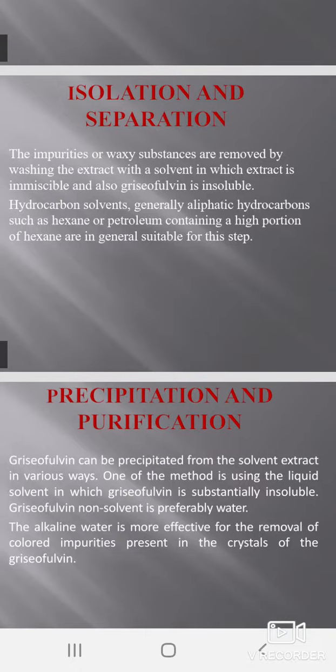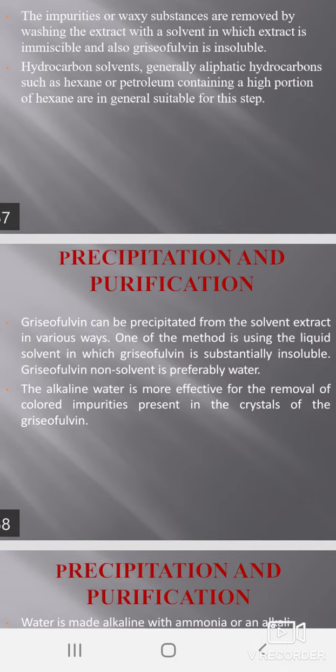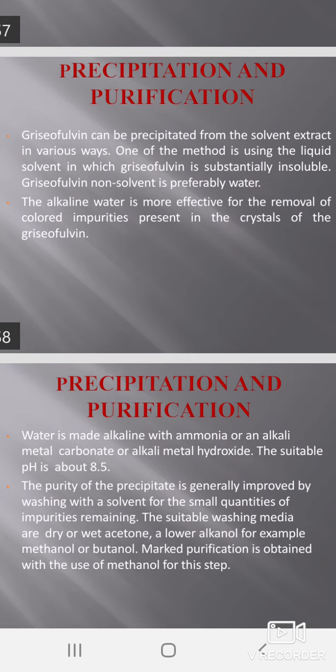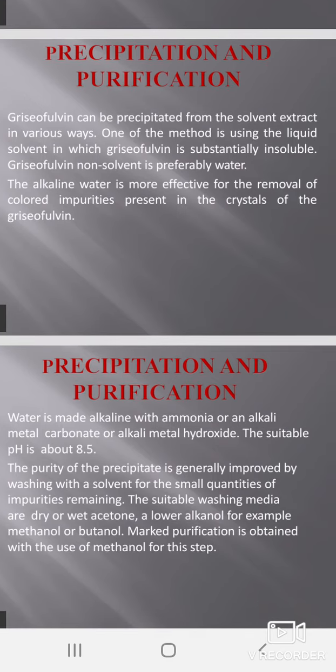Griseofulvin can be precipitated from the solvent extract in various ways. One of the methods is using a liquid solvent in which griseofulvin is substantially insoluble. The griseofulvin non-solvent is preferably water. Alkaline water is more effective for the removal of colored impurities present in the crystals of griseofulvin. Water is made alkaline with ammonia or an alkali metal carbonate or alkali metal hydroxide. The suitable pH is 8.5.